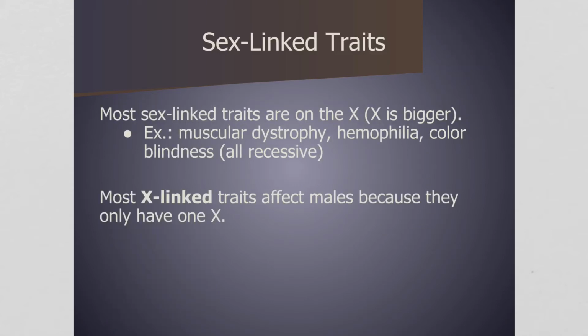There's other examples of sex-linked traits. Color blindness is on the X chromosome. Muscular dystrophy, hemophilia, those are two disorders that are carried on the X chromosome. Now, most X-linked traits like these, color blindness is the one that we're most familiar with, affect males because they have only one X. So the reason for that is color blindness is a recessive trait. So if it's here, we'll say that's for color blindness. And then just the regular X is non-color blind.